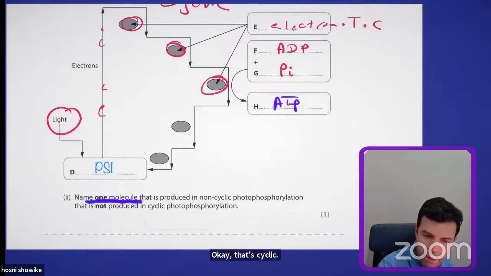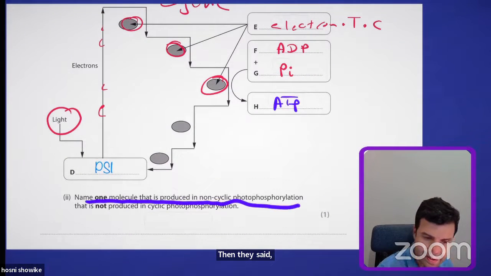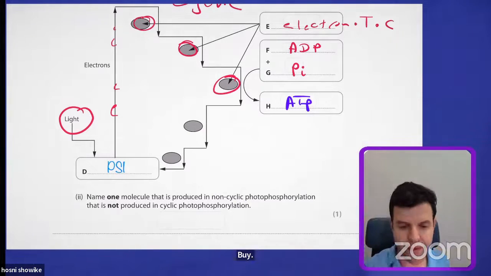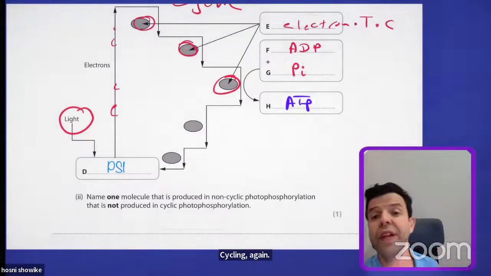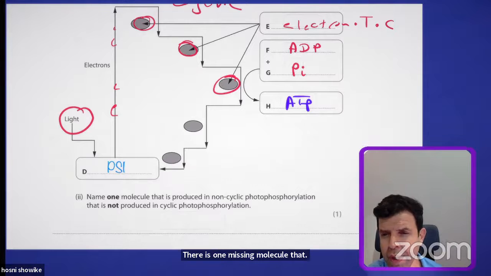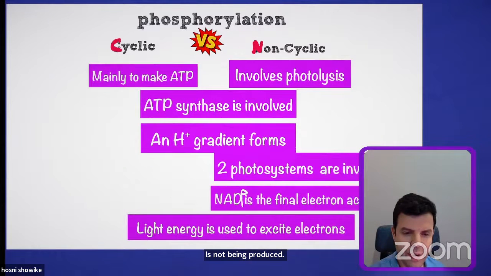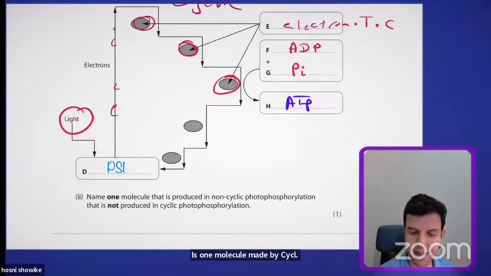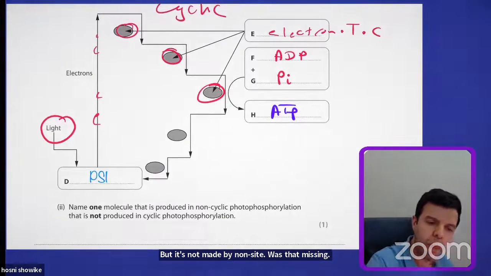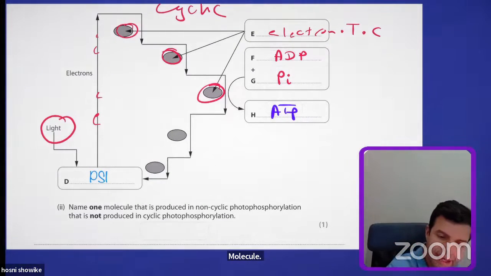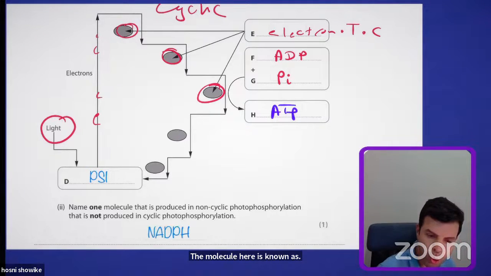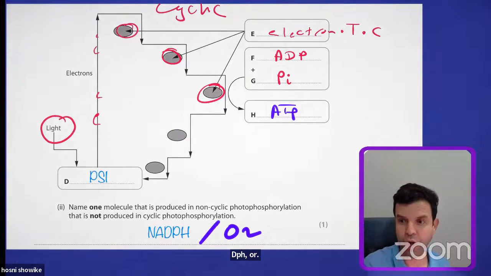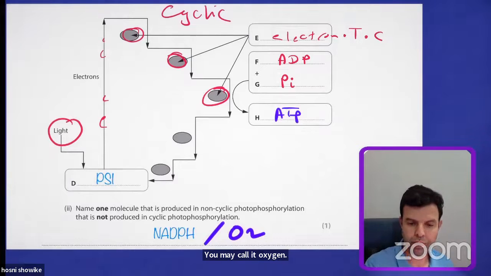Then they said, name one molecule that is produced in non-cyclic that is not produced by cyclic. Again, in this process, there is one missing molecule that is not being produced. Remember we made a table here? What's that missing molecule? The molecule is NADPH, or you may call it oxygen, because you don't make any oxygen here. Okay?